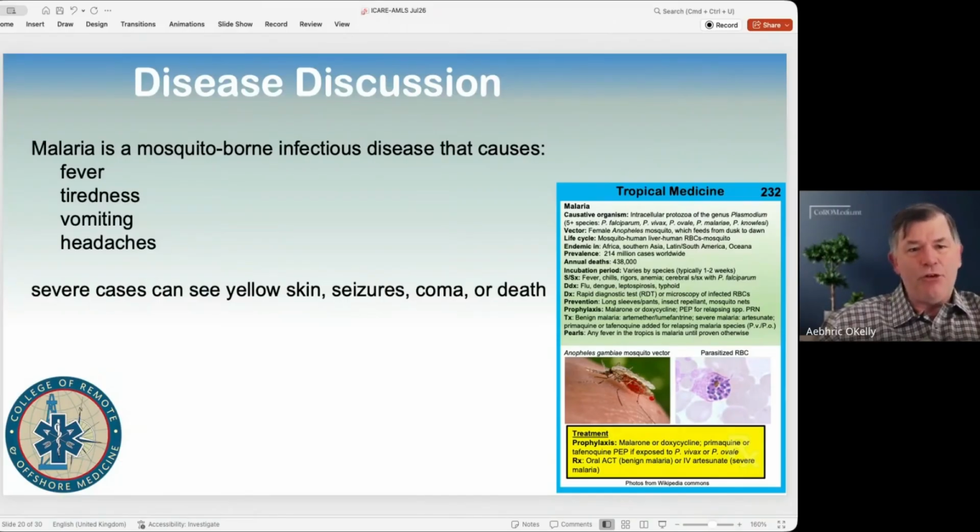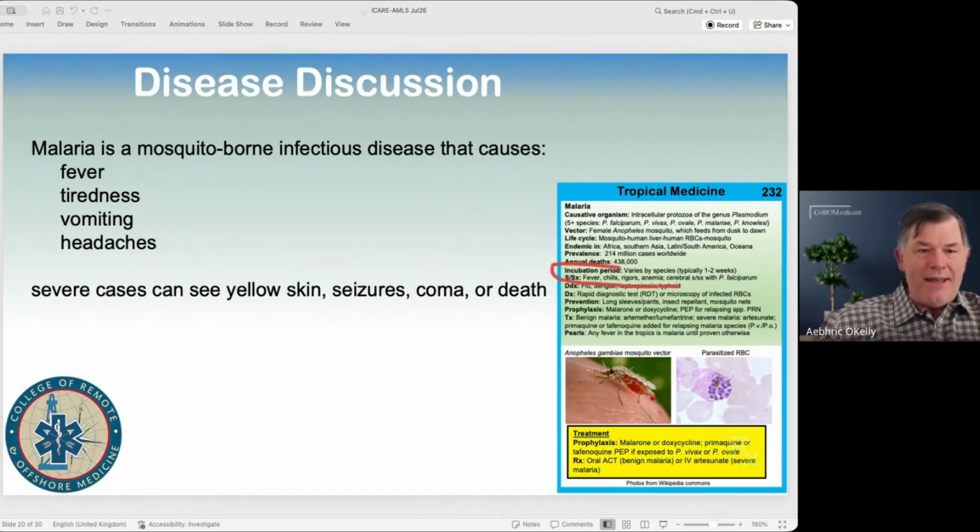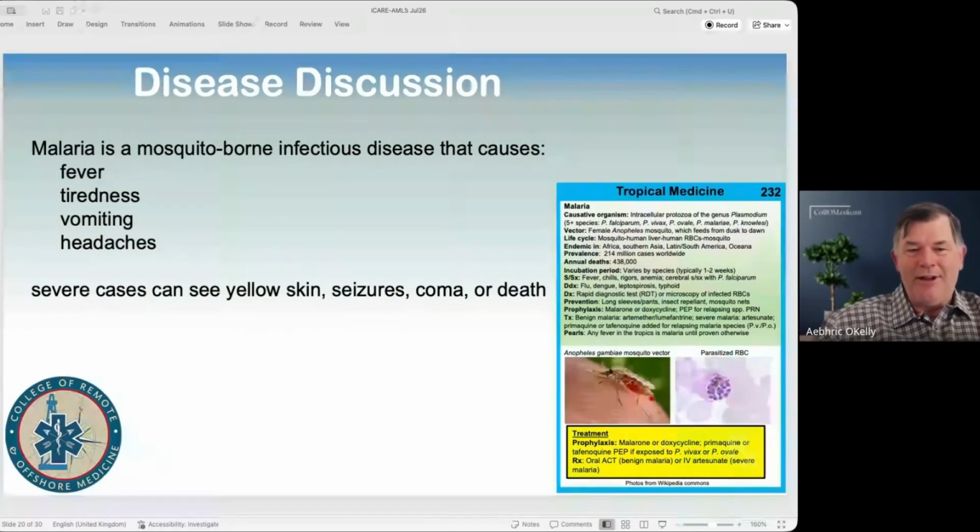This is page 232 of our main field guide that Jason Jarvis put together: the types of malaria, the signs and symptoms of malaria, looking at fever, chills, rigors, anemia, cerebral signs and symptoms, and the treatment. So let's talk about the treatment. The best treatment is to not get it at all. So I always take Malarone. I've tried Doxy, and being Irish in sub-Saharan Africa with Doxy, it's not a good idea.